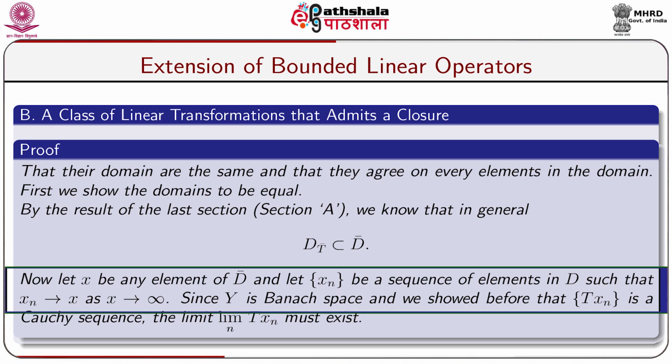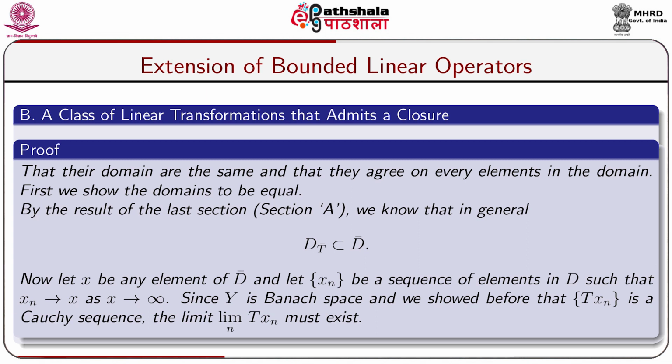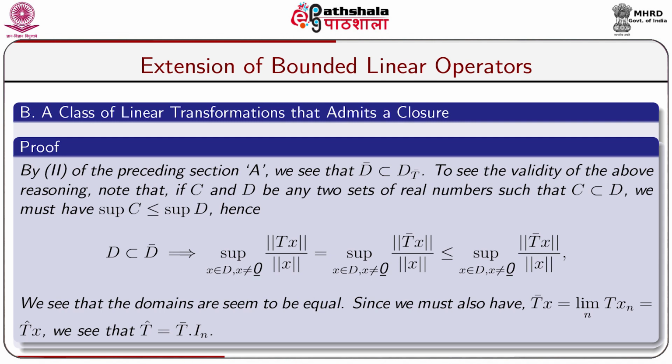Let x be any element of D bar and let the sequence xn be a sequence of elements in capital D such that xn converges to x as n tends to infinity. Since capital Y is a Banach space and we showed earlier that the sequence T xn is a Cauchy sequence, the limit n T xn must exist. By 2 of the preceding section A, we see that the closure of D is a subset of D of T bar, that is, D bar is a subset of D of T bar.